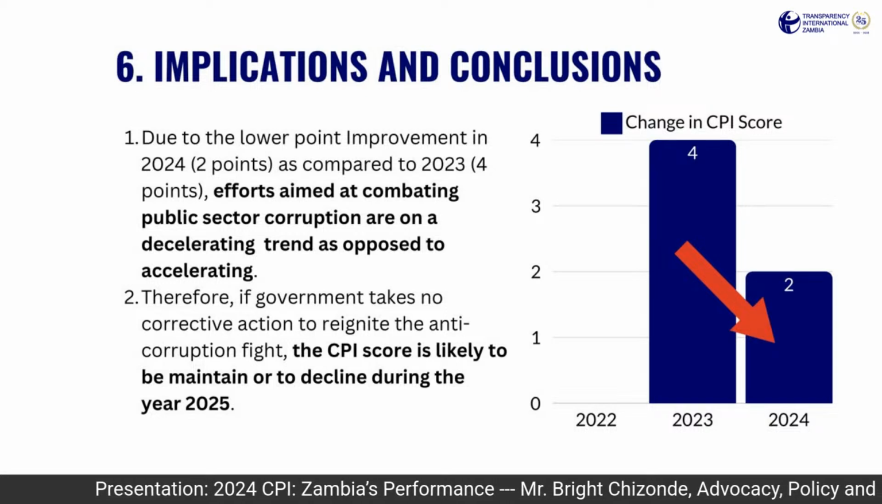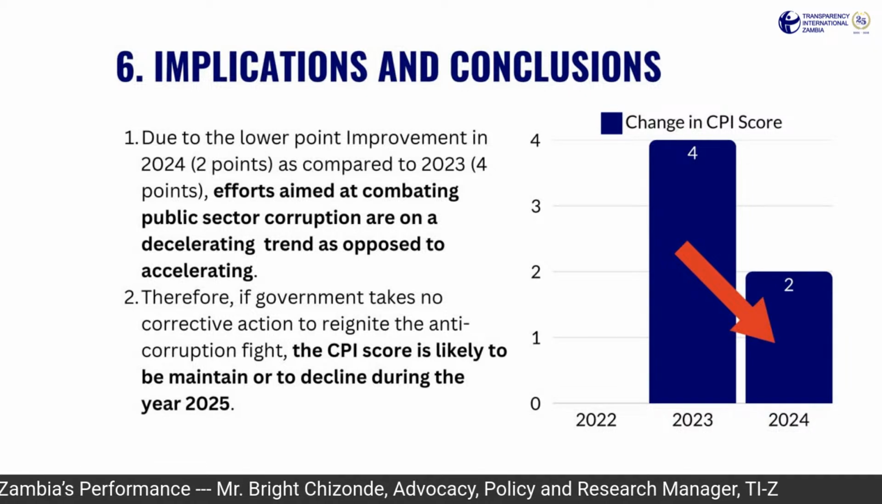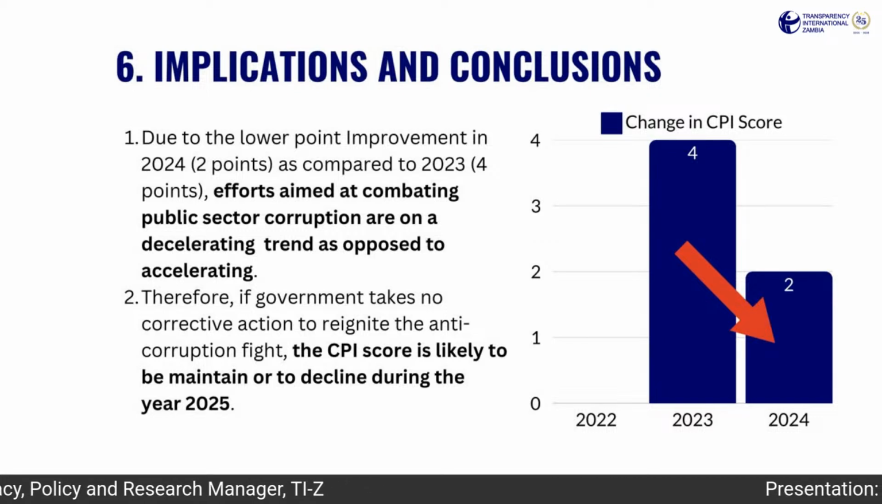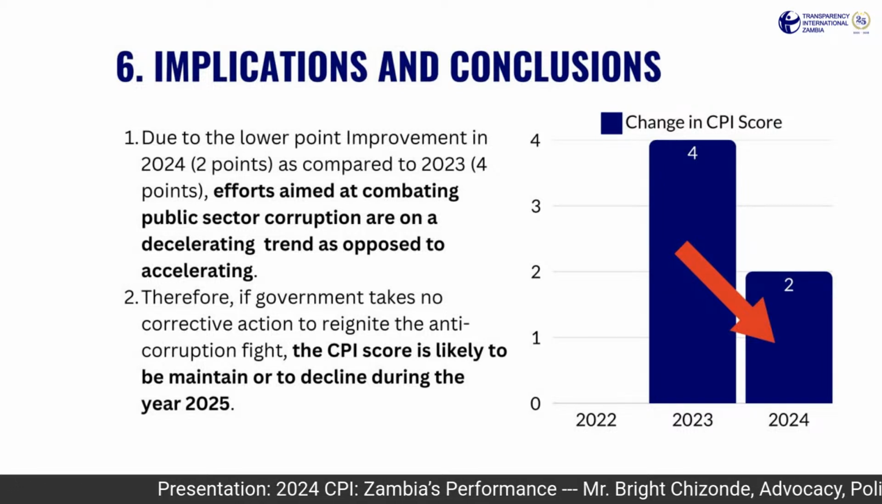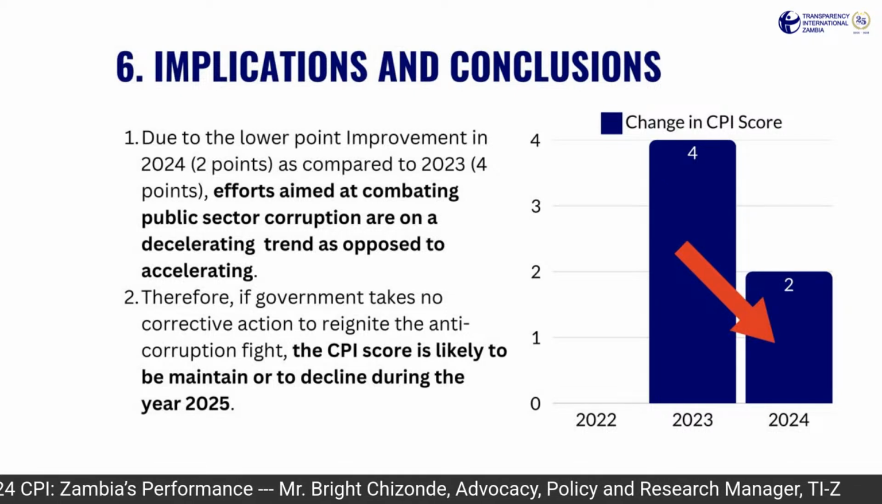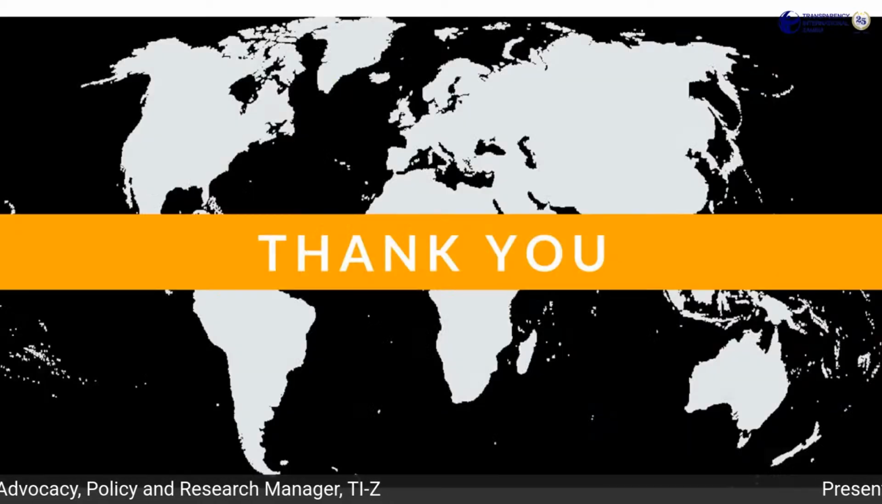Unless there is action taken to deal with the current trend we are on. Yes, we have improved, but with a smaller margin compared to last time. So it's very possible that we may end up with a zero change next time, where the CPI score is maintained. So unless corrective action is taken, we are going to end up with 2025 still at 39 out of 100. Thank you very much for your attention.